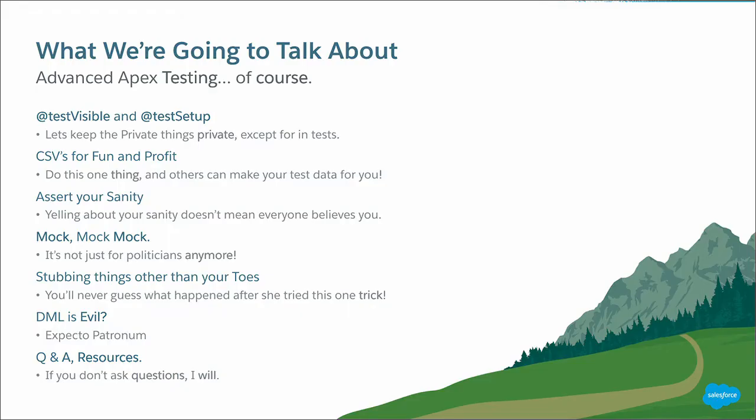So what are we going to talk about today? We're going to talk about advanced Apex testing, of course. But what does that mean? We're going to talk specifically about test visible and test setup annotations. We're going to talk about using CSVs for fun and profit. And we're going to talk about asserting our sanity. And I'm not talking about saying I am mentally sane. We're talking about data sanity.